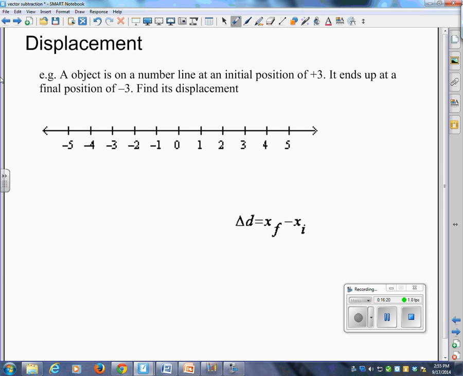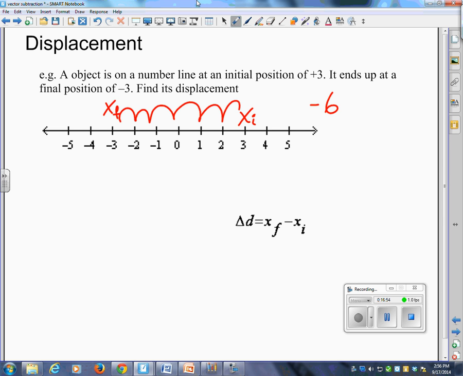Okay, don't write, just watch. An object is on a number line at an initial position of +3. I'm going to call that xi, position initial. It ends up at a final position of -3, xf. Find the displacement. Everybody in the room can go 1, 2, 3, 4, 5, 6. Everyone knows it's -6. Sam, put that pencil down. Just watch. I know you're writing.